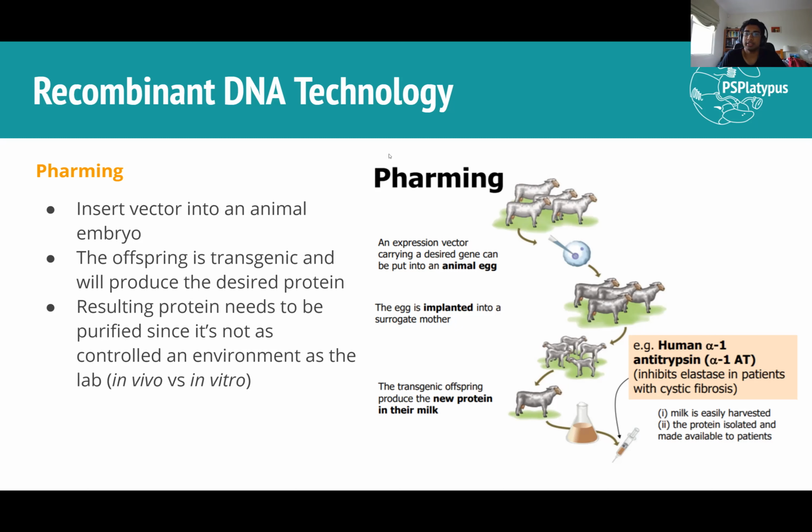So in this case, we're using sheep, and we're going to take their milk basically, and it's going to contain a protein that we wanted to be expressed, and so we artificially inserted it while the sheep was still an embryo. And so it's not quite as controlled as a lab environment. In a lab environment, we can pretty much control everything that's happening. In this one, it's a living animal. There's a lot more things that are going on. And so we need to purify the protein.